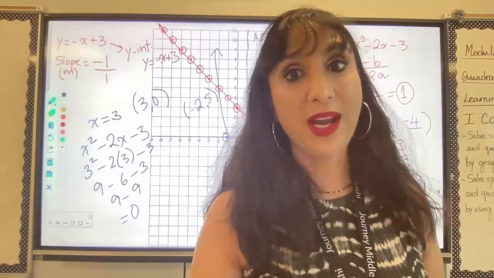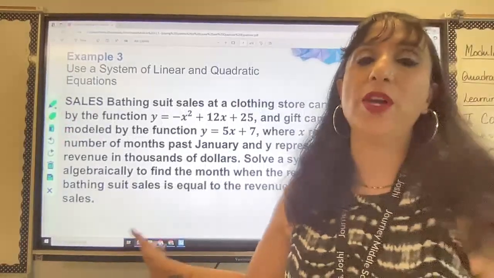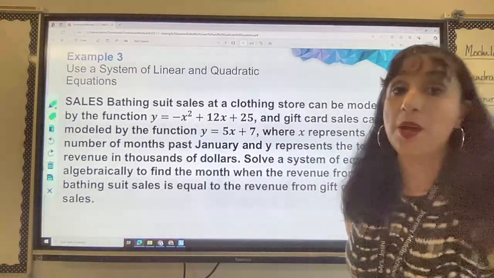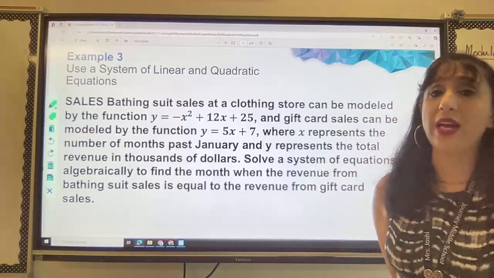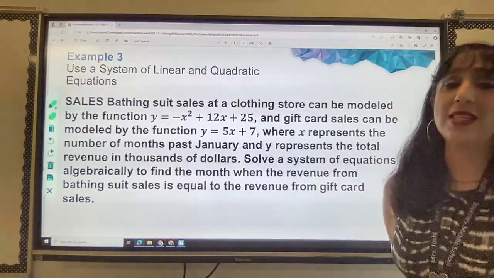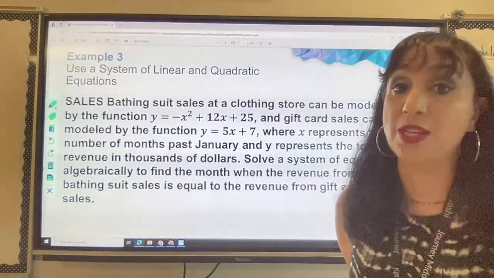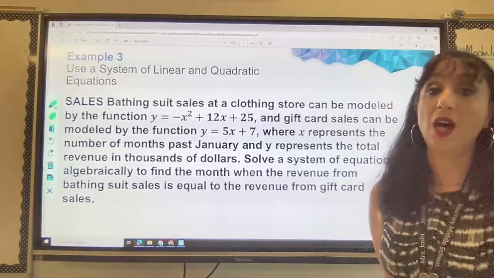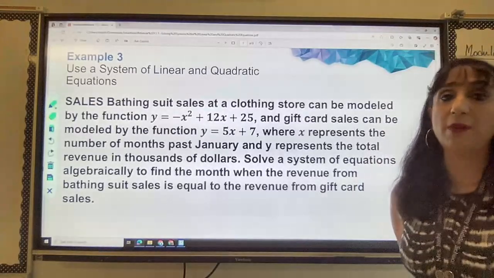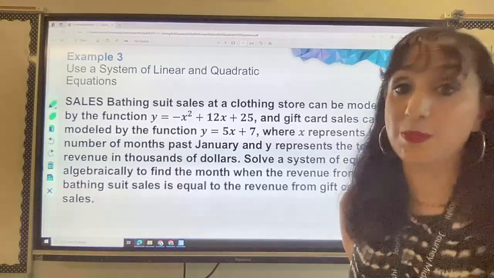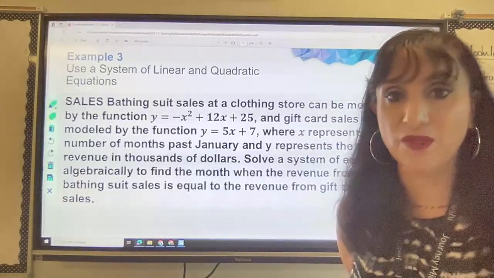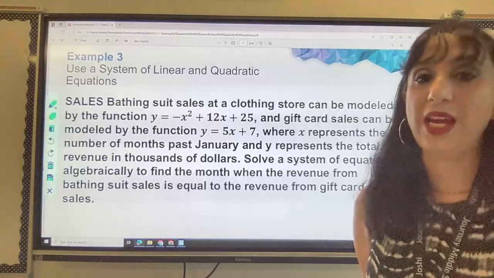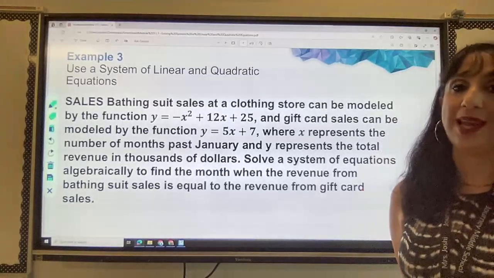Okay, so let's go ahead and do another problem. So here's a word problem. We are using a system of linear and quadratic equations again. Sales. Bathing suit sales at a clothing store can be modeled by the function y is equal to -x squared plus 12x plus 25. Looking at that, I know that's the quadratic because of the second degree. And gift card sales can be modeled by the function y is equal to 5x plus 7. I can look at that and know that's the linear because of the first degree. Where x represents the number of months past January and y represents the total revenue in thousands of dollars.